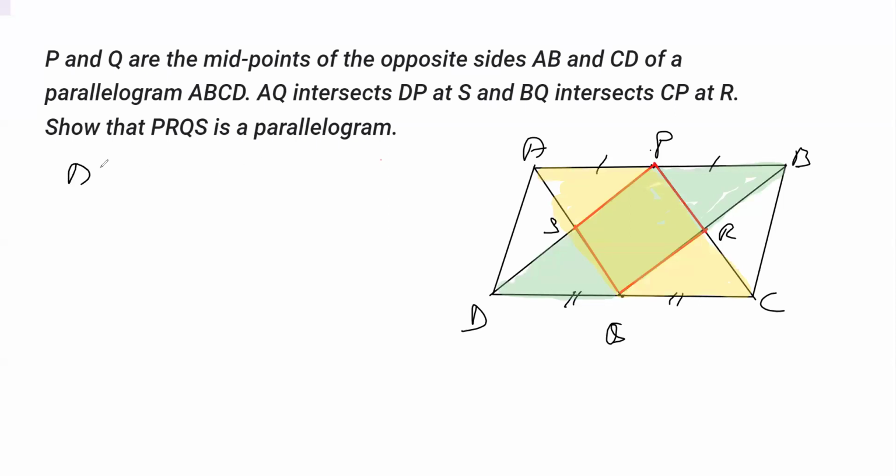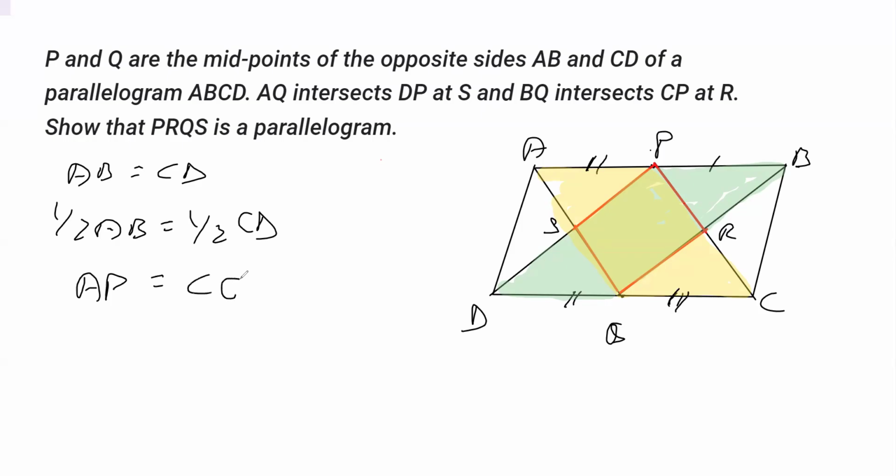Since AB is equal to CD, half of AB will be equal to half CD. Half of AB I can write as AP, and half of CD I can write CQ. Further, you can see that AP is parallel to CQ as well because parts of parallel lines are parallel. Since AB is parallel to CD by opposite sides, their parts can be proved parallel.